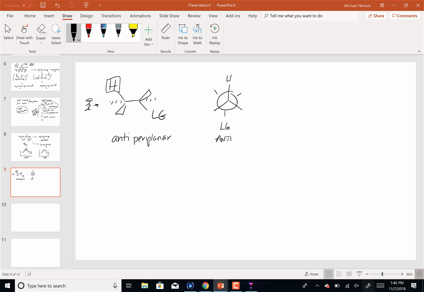Sometimes it's anti-coplanar. I just call it periplanar. So the hydrogen must be anti-periplanar to the leaving group for it to be removed. And we'll talk about the consequences of this for acyclic and cyclic molecules on Friday. But that's what it has to look like. So that means if the hydrogen is not anti-periplanar, it's not being deprotonated. So it's got to look like this.